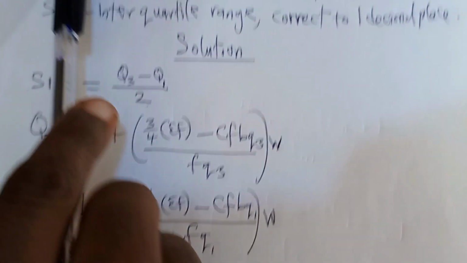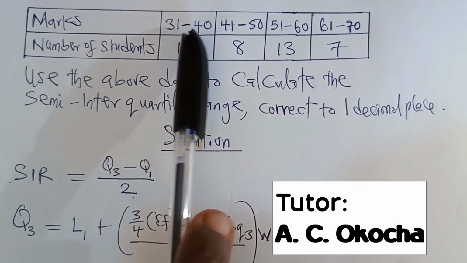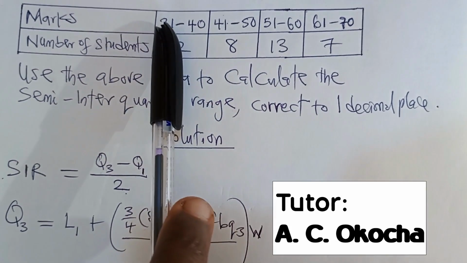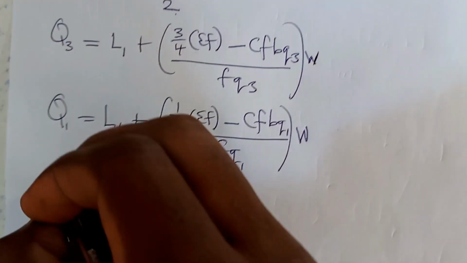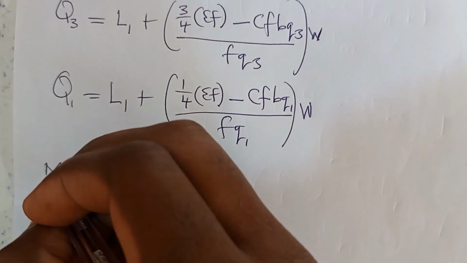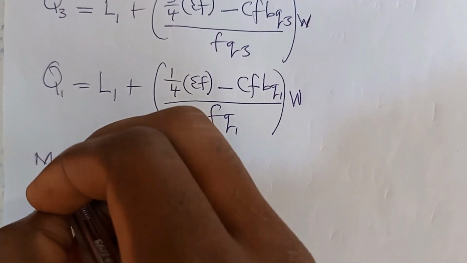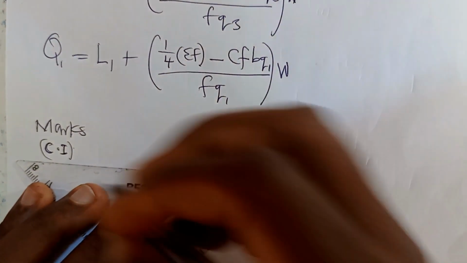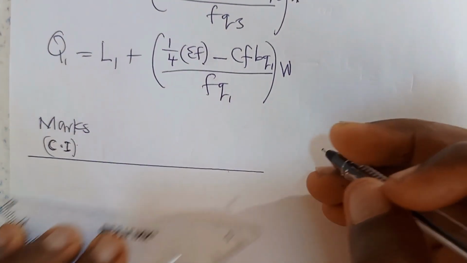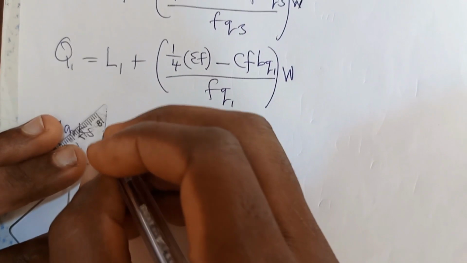So in the table now, the first thing here is marks, which is the class interval. This to this, this to this, we call it class interval. So I'll write it here: marks, which is class interval. I'm using CI for it. That is the marks.